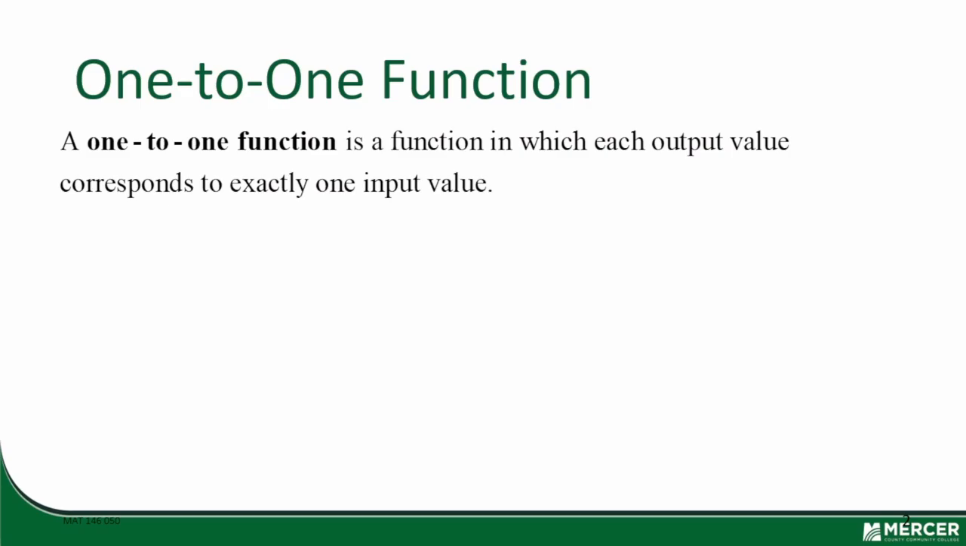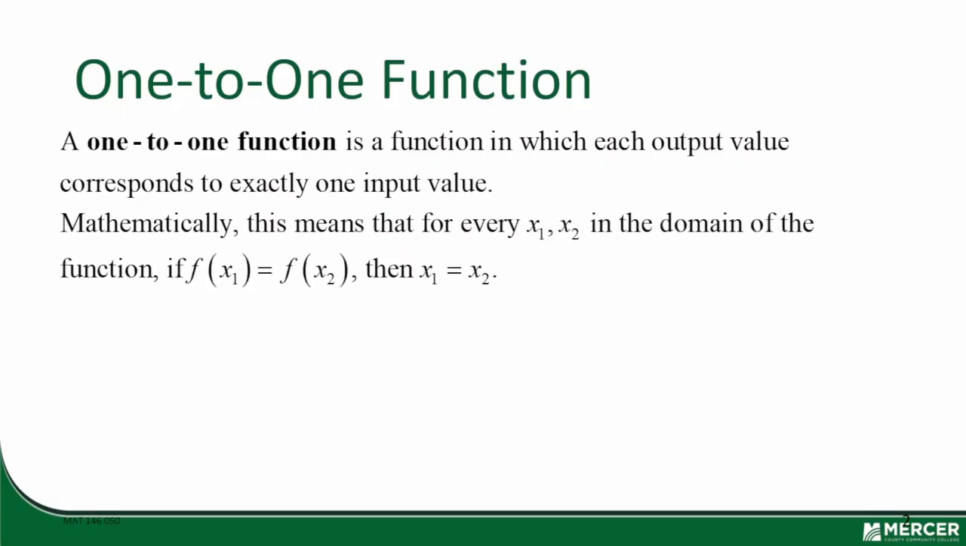Two ways to verify one-to-one. Algebraically. This is the algebraic definition. For every x1 and x2 in the domain of the function f, if f of x1 equals f of x2, then x1 has to equal x2.